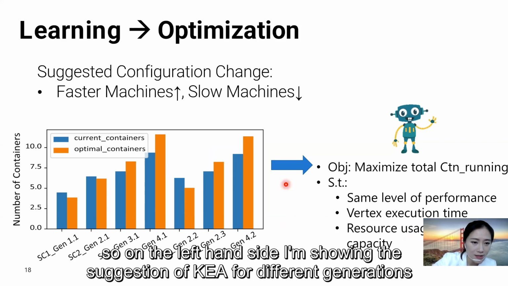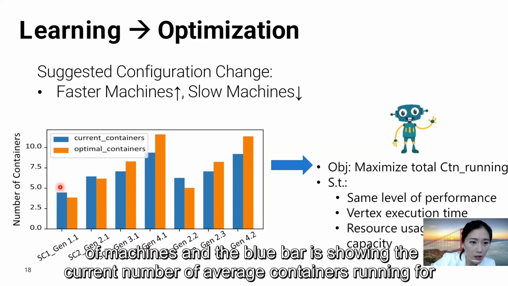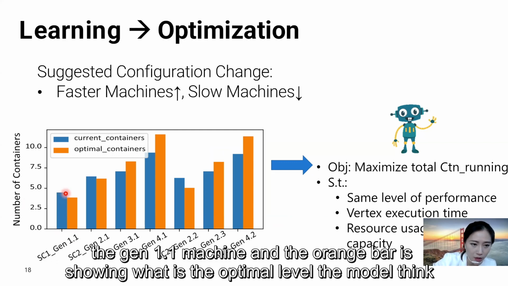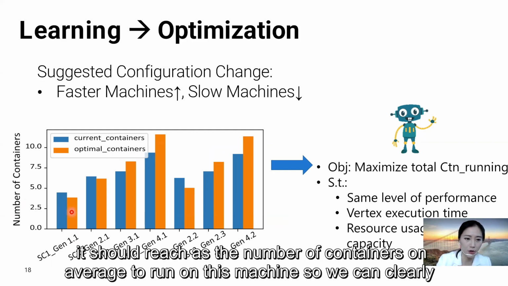On the left-hand side, I'm showing the suggestion of KEA for different generations of machines. The blue bar shows the current number of total average containers running for the Gen 1.1 machine, and the orange bar shows the optimal level the model thinks it should reach as the number of containers on average to run on this machine.